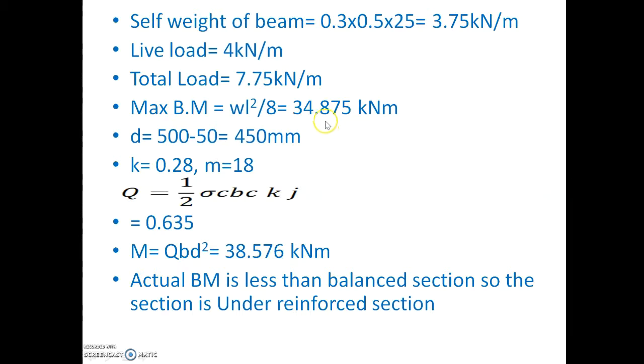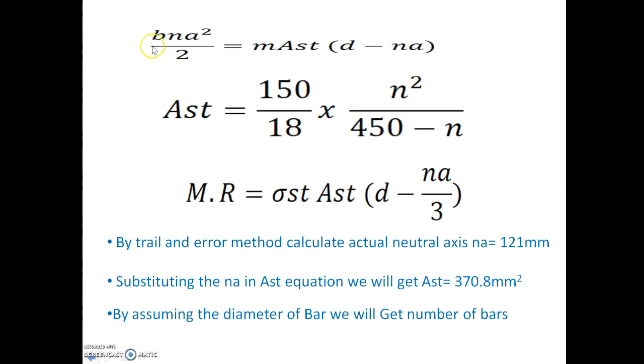So the actual bending moment is less than the balanced section, so the section is under-reinforced. By using the formula b·NA² by 2 is equal to m·Ast·(d − NA), and substituting all the values, that is b, but we don't know NA, and substituting the modular ratio and d values, we will get Ast is equal to 150 by 18 into N² by (450 − N).